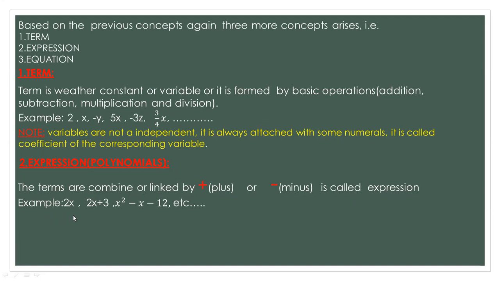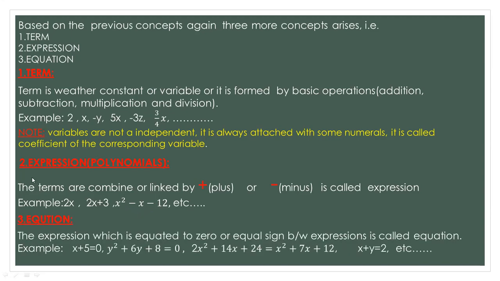Example: 2x, comma, 2x plus 3, comma, x square minus x minus 12, etcetera. It means these terms are linked by plus or minus. Only plus or minus are the linkers between the terms. Okay, students, right? So next one is equation.